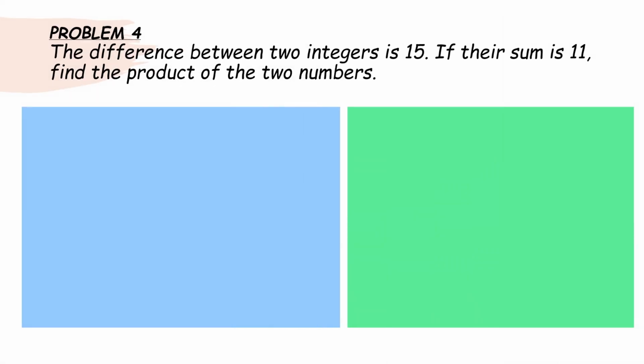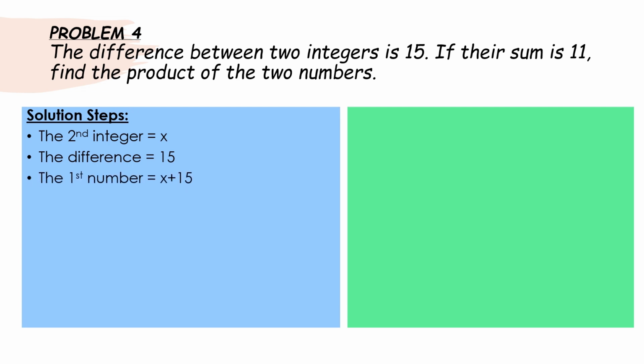Now we're going to move to question number 4. According to the previous slide, we know that we're going to use only one variable. So, in this question, the difference between two integers is 15. Let's say the second integer is x. The difference is 15. So the first number is supposed to be x plus 15.